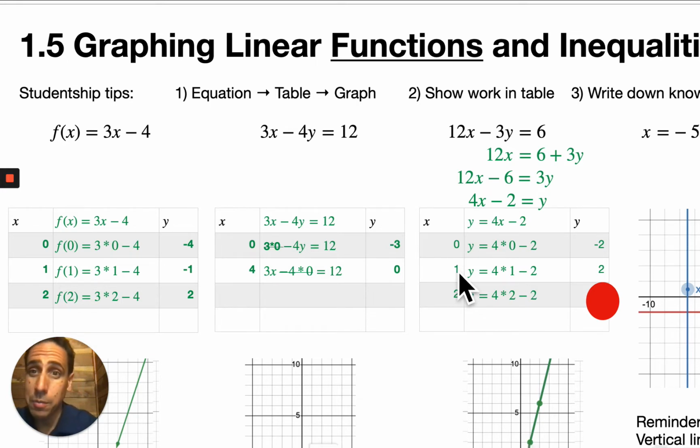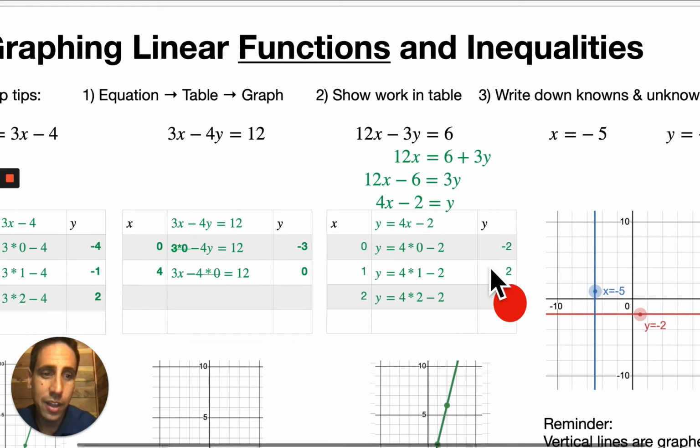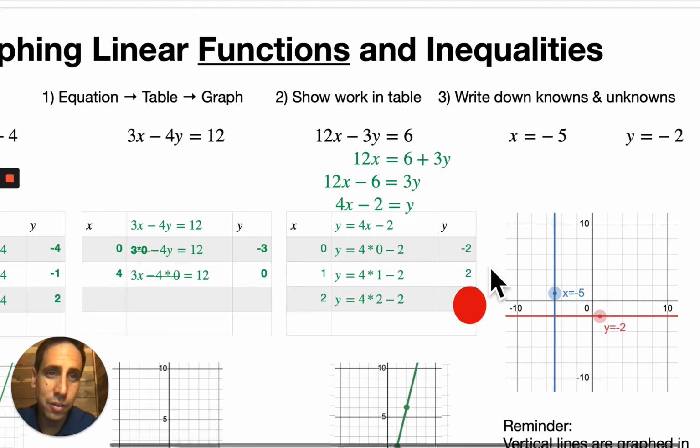Some studentship tips. First of all, anytime they want to graph, you really got to go equation, table, graph. If you think you don't, it's still a very good habit to be in, and it'll serve you well to reinforce that habit today. So I want to see them tables. And I want you to show the work in the table. Make the tables large enough so that you can actually show the work and you can proofread it in a kind of systematic, organized way. And lastly, write down knowns and unknowns for those word problems.